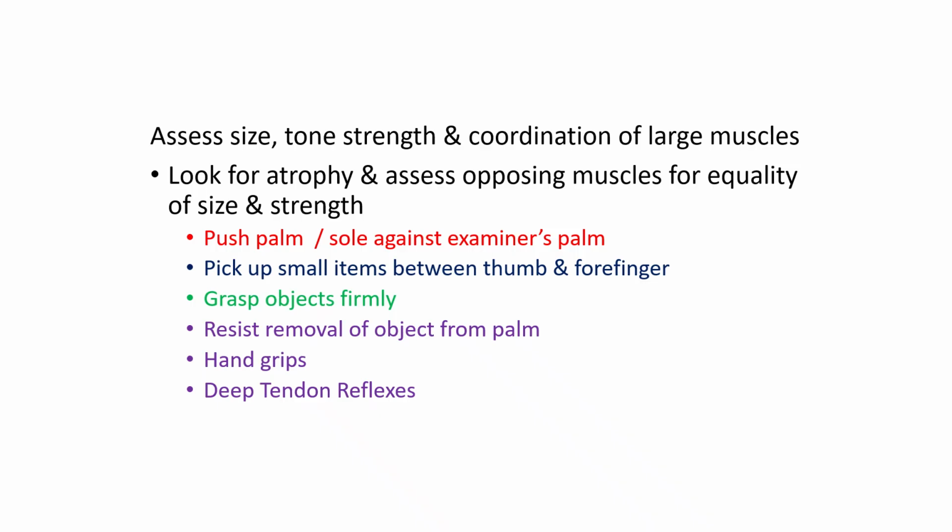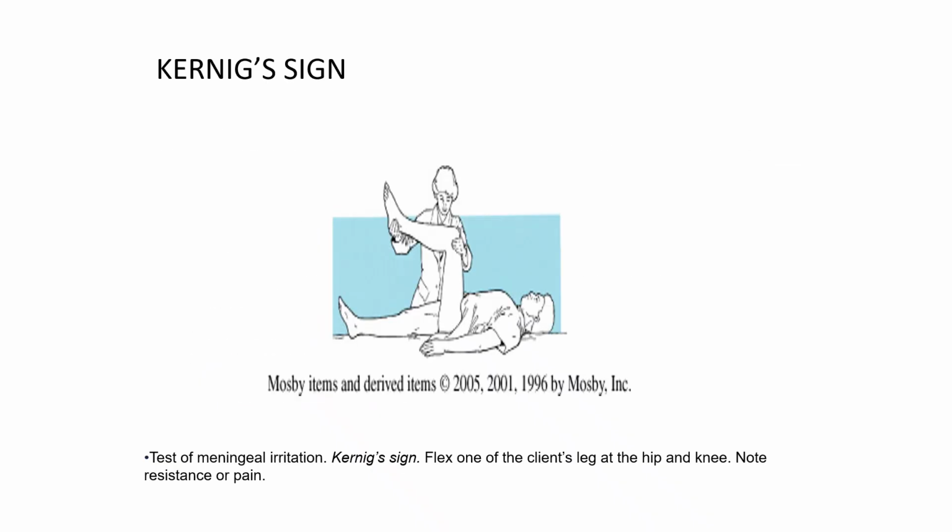And so some of the signs you learned about were the Kernig sign. So Kernig's and Brudzinski's, if you remember, are both signs for meningeal irritation. So the meninges is the covering of the brain and spinal cord, and these tests are done if you're trying to assess for meningitis, which is infection of the meninges.